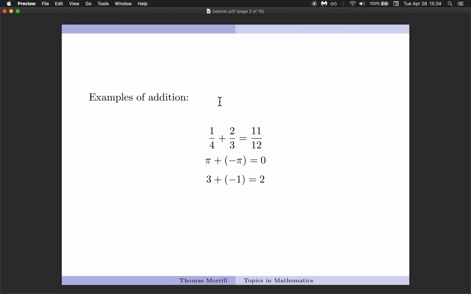I can add fractions together, and I know that I'll get a fraction when I say that a quarter plus 2/3 is 11/12. I can add arbitrary real numbers together, and here I've used parentheses so I can say that pi plus minus pi gives me 0. And this is sort of going to be a theme for this unit. I really do want to be using addition symbols whenever possible, so it's always the same operation.